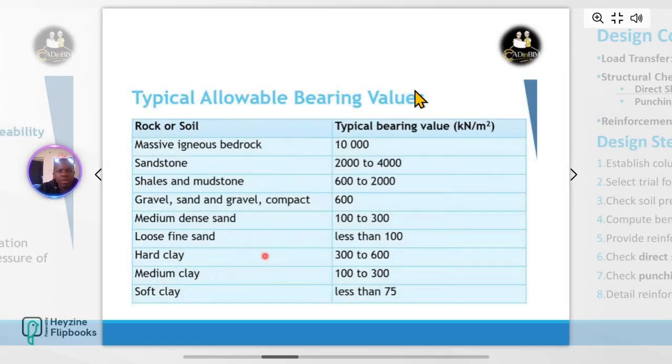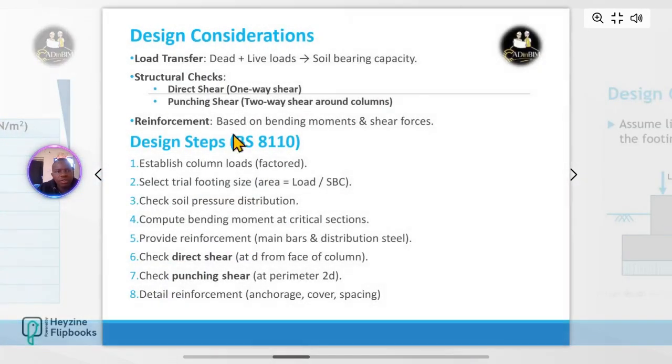Then typical allowable bearing values for various soils. You can see if maybe you have a rock or a soil, these are the typical bearing values. However, you should not rely on this fully. You should always rely on the geotechnical reports or soil reports, which will give you these bearing values to use for your design. We have design considerations, what we actually design for.